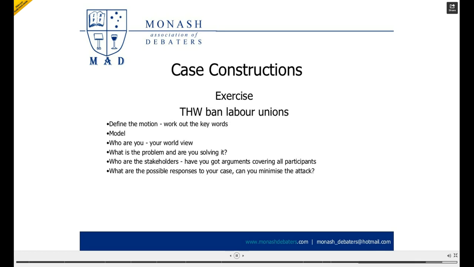What kind of worldview do you guys think you have? You want to ban... Yeah. The problem, we'll come to this one in a second. You guys can answer this. This is your side. Do you have any idea? They produce rights for workers, thank you. No. Yeah.